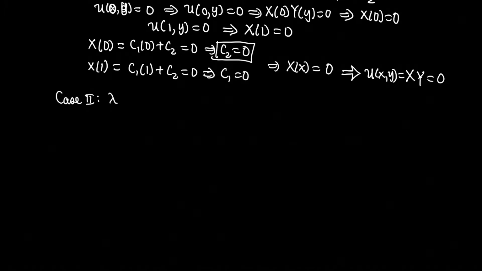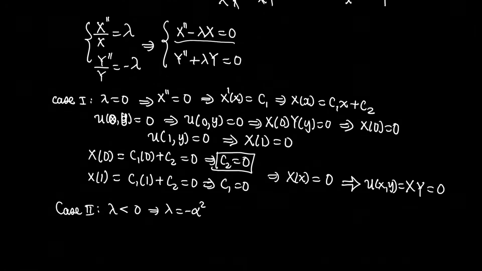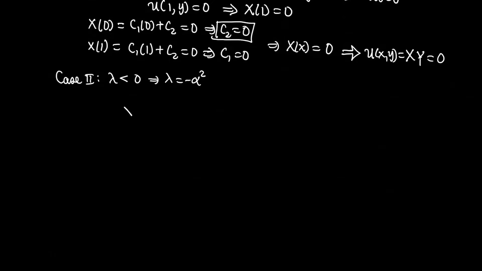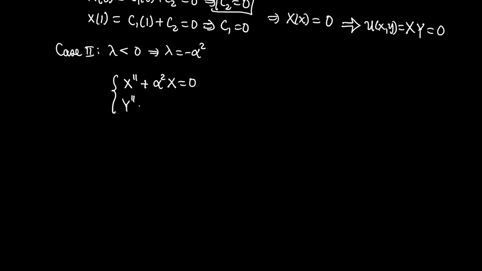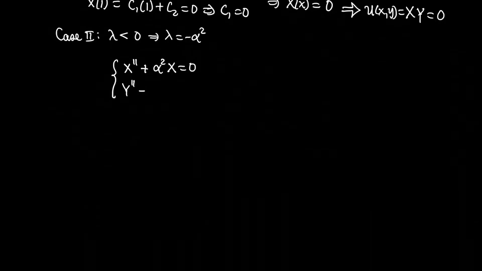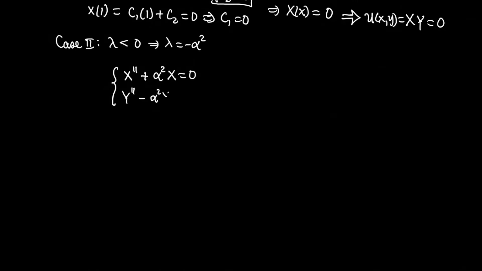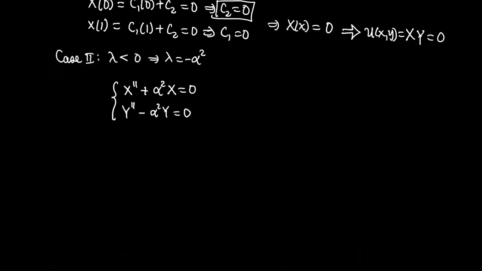If lambda is negative, I'm going to say lambda equals a negative number. In this case, if I put it here, I have x'' plus alpha squared x equals 0, and y'' minus alpha squared y equals 0. First I'm going to solve this one here.